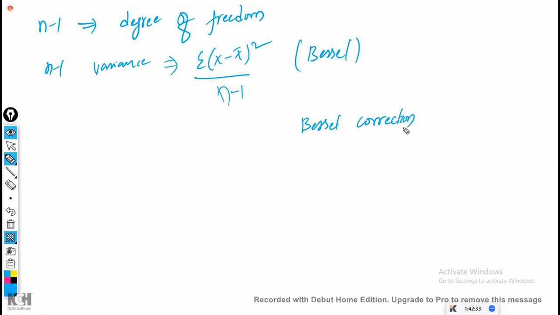Interview question number 3. What is meant by Bessel correction? Bessel correction means considering n minus 1 instead of small n in the sample variance and sample standard deviation. That formula was corrected by Bessel, so it is called Bessel correction. Clear, guys?